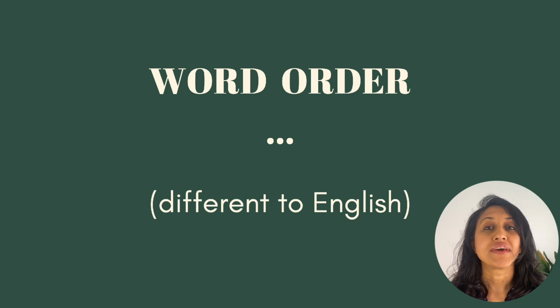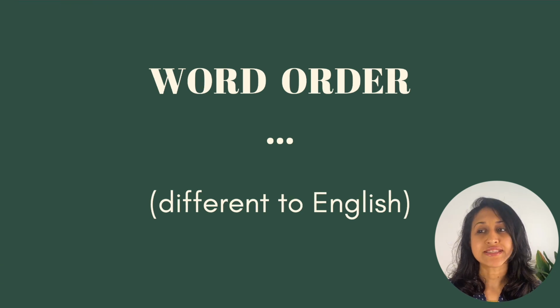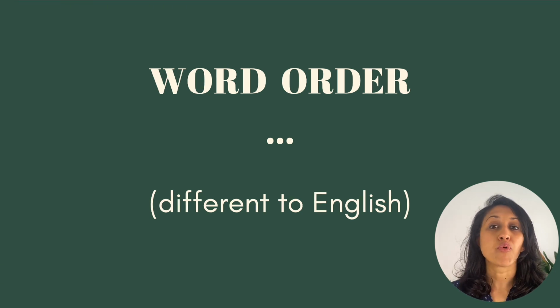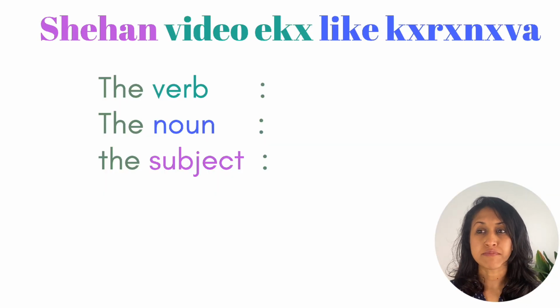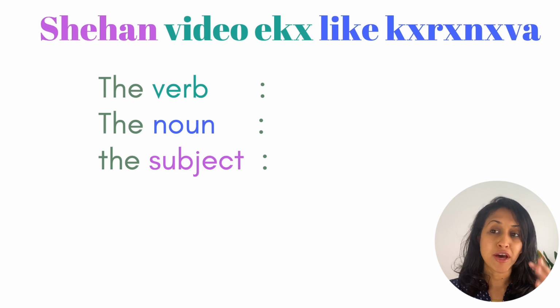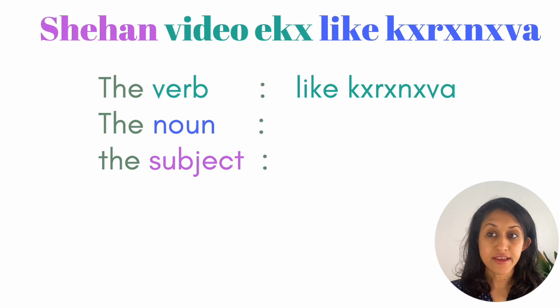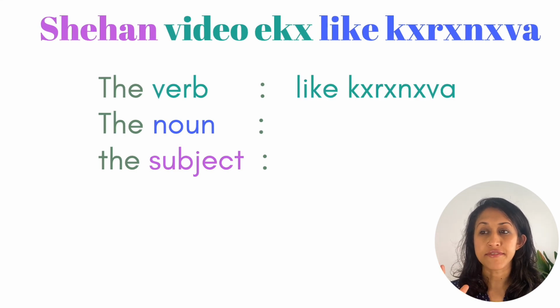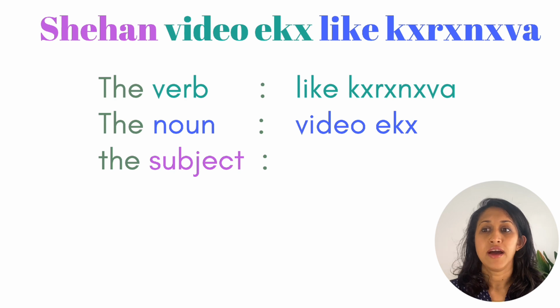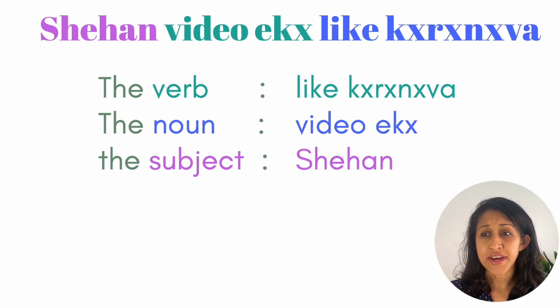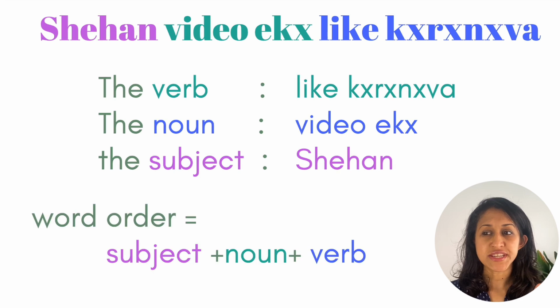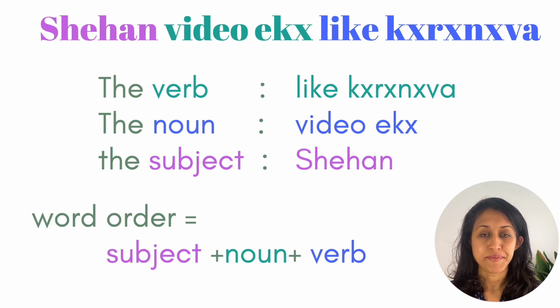Third thing on our list is word order. Let's look at how the word order is in Sinhala. Let's look at this example. Shehan video eka like karanava. The verb in this sentence is like karanava. The noun is video eka and the subject is Shehan. So the word order is always subject, noun, verb.